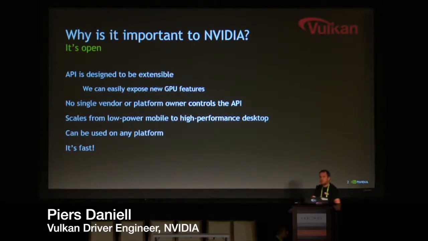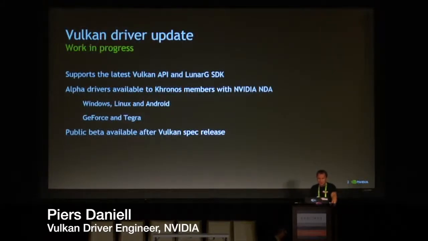And when we launch a new GPU, for example, we can launch extensions for that new GPU without getting permission from anybody. It's an open API. It can be used on any of our platforms, and it's very, very fast. We are currently developing a driver. Anybody who's a Khronos member or a Khronos Vulkan advisor can get our driver if they sign an NDA with us. And our goal is that when the specification is released later this year, that we'll make a driver public. That will be for Windows and Linux, and shortly after for our Shield Android platforms as well.